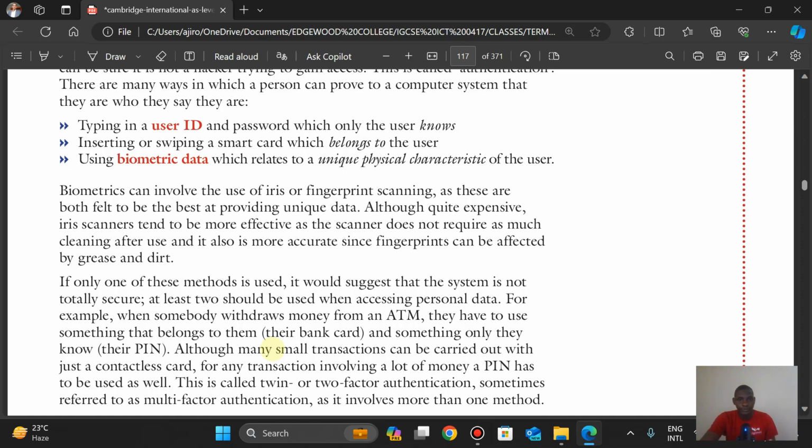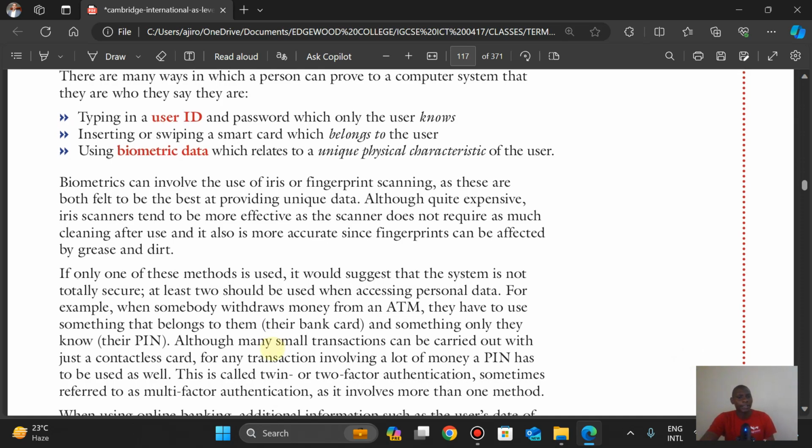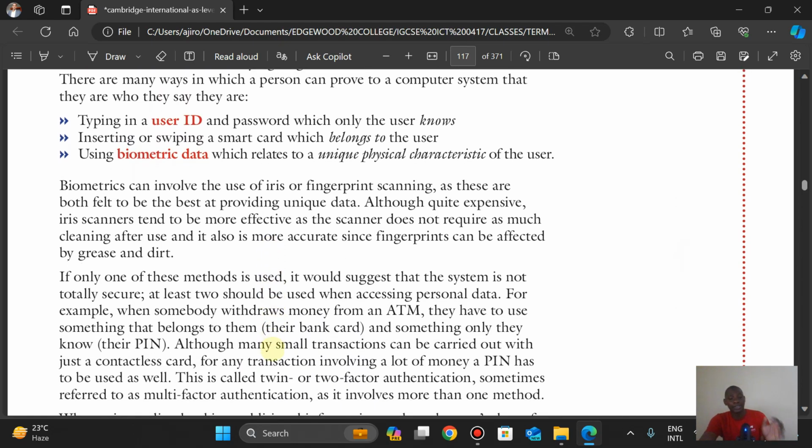Now, if only one of these methods is used, it will suggest that the system is not totally secure. So we have what we call multiple factor authentication. While we've looked at authentication techniques here, we also have multiple factor authentication. That simply means using more than one authentication method to ensure that the data are secure.